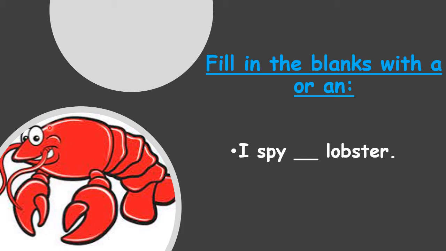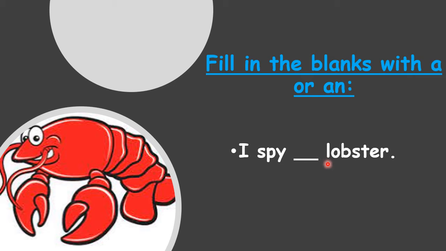So we have a few that we are going to practice now together real quick. Do you guys know what animal this is? This is a lobster. If you don't know, say it with me. Lobster. A lot of people like to eat lobster. It's a type of seafood we get in the sea.